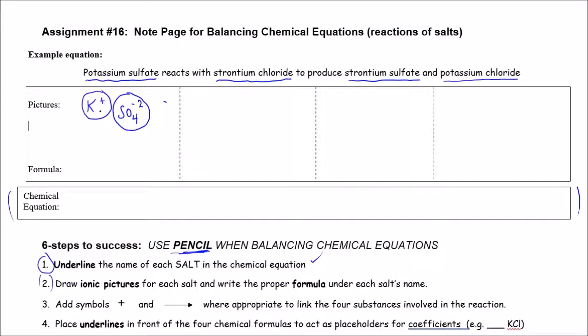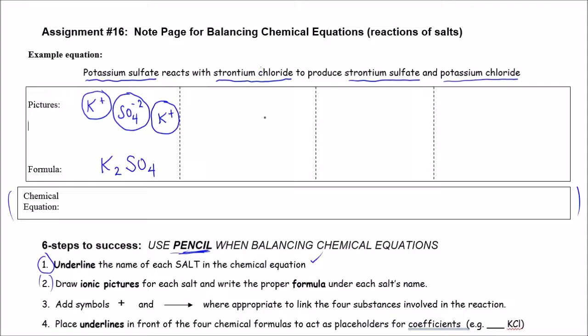This will require another potassium. You can see I've got 1 positive, 2 negatives. For every plus there's a minus. Means that this is potassium sulfate. So that's the ionic picture, and beneath it I can write the formula that describes that picture. 2 potassiums, 1 sulfate is written K2SO4. First one's done.